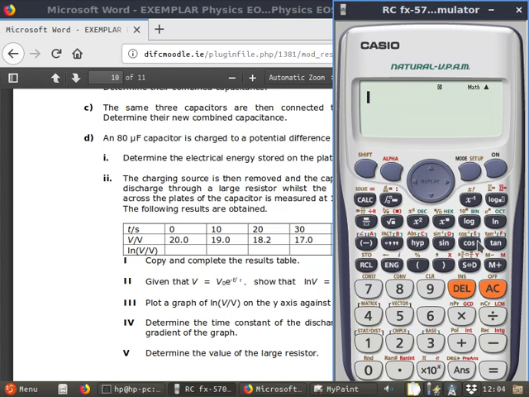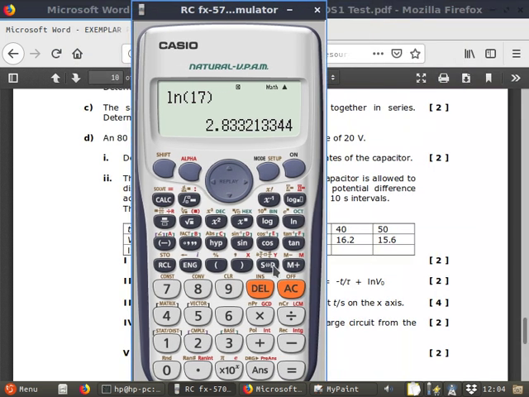The first one, we need ln of 20 volts. So we'll do 3 digits. If we do 3 digits, this actually rounds off to 3.00. You got that? The next one is ln of 19. That's 2.94. The next one is 2.90. The next one is 2.83. The next one is 2.79. And the last one is 2.75.